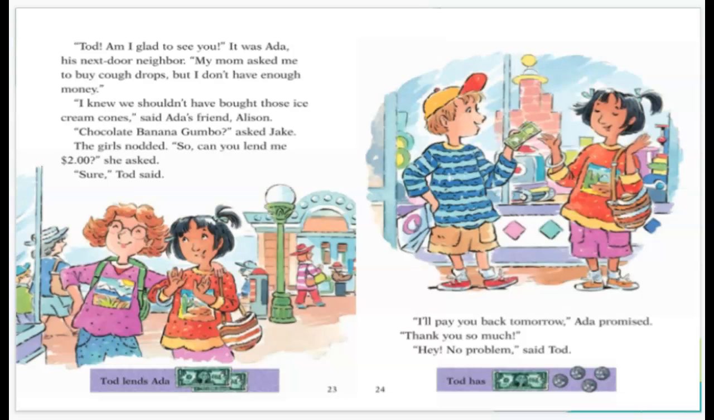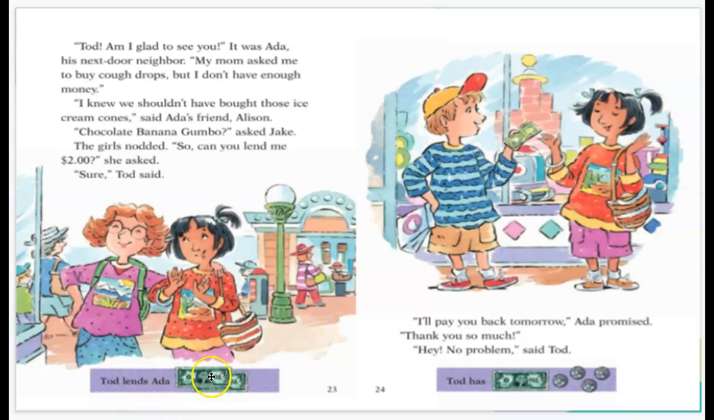"Todd, am I glad to see you!" It was Ada, his next door neighbor. "My mom asked me to buy cough drops, but I don't have enough money." "I knew we shouldn't have bought those ice cream cones," said Ada's friend Allison. "Chocolate banana gumbo?" asked Jake. The girls nodded. "So, can you lend me $2?" she asked. "Sure," Todd said.